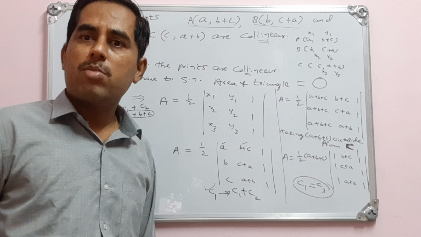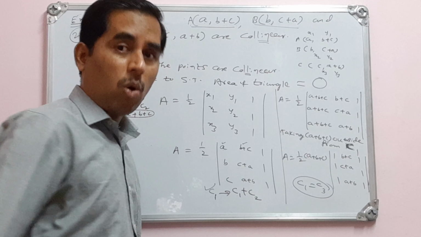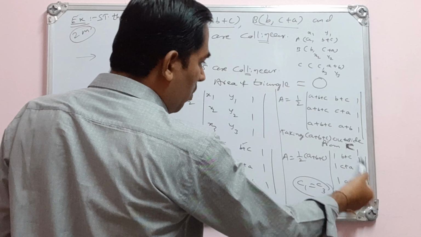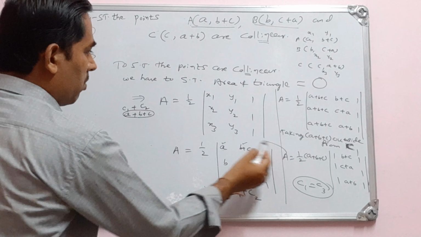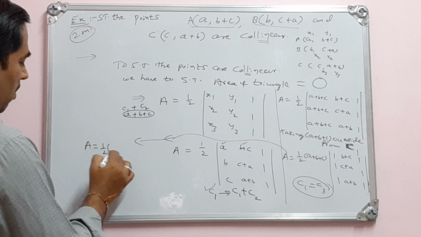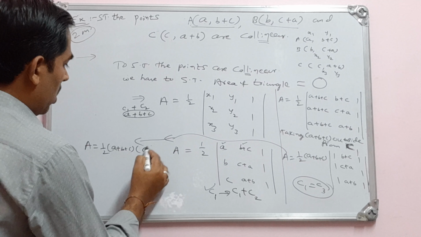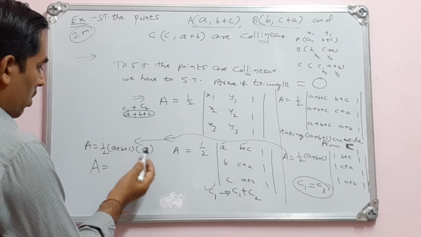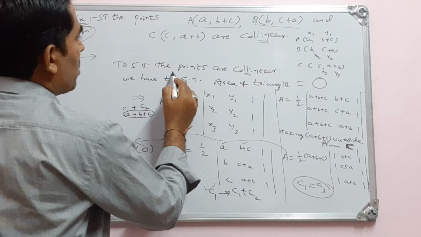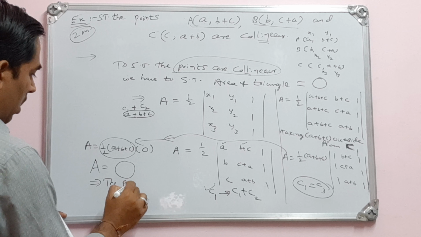So what is the property of determinants? We have learned 8 properties. If any two columns or rows of a determinant are the same or identical, then the value of the determinant is 0. So the value of this determinant will be 0. In the next step, area is equal to half into a plus b plus c outside. What is the value of this determinant by the property? The value is 0. So 0 into half into a plus b plus c is 0. So the area is 0. Area is 0 means the points are collinear.